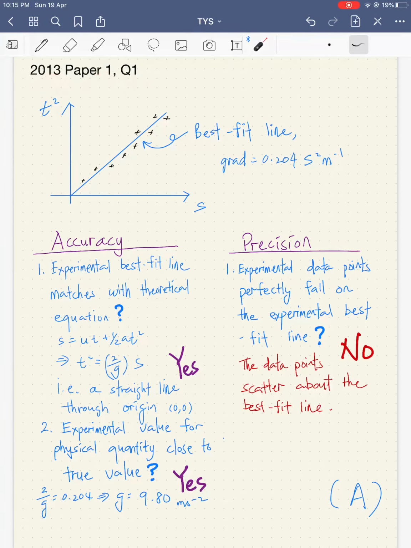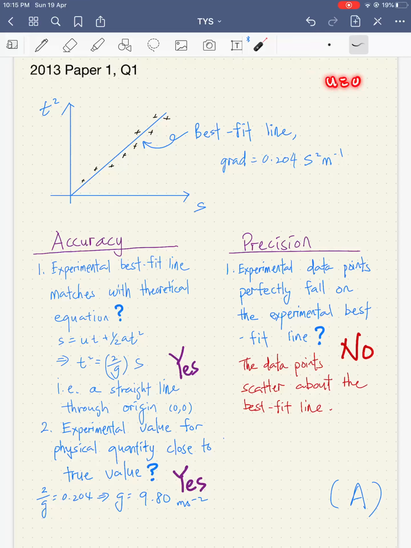2013, paper 1, question 1. In this question, a student wants to perform an experiment to find the value of g, the gravitational acceleration. What he did was let an object fall freely from rest.